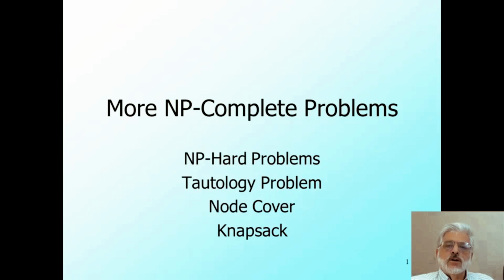But before moving on to reductions that show the problems node cover and knapsack to be NP-complete, we introduce one more nuance into the theory. NP-hard problems are those that would be NP-complete if only they were in NP, but that are probably or certainly harder than anything in NP. We talk about the tautology problem, which is an example of such a problem, even though it is very closely related to the problem SAT.